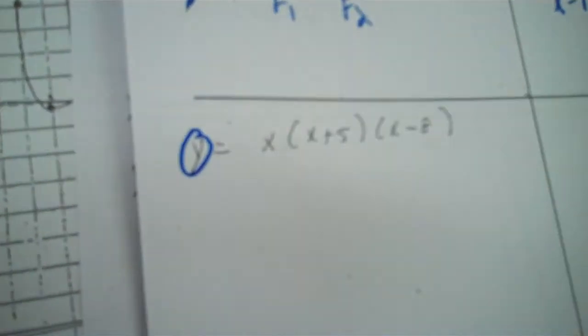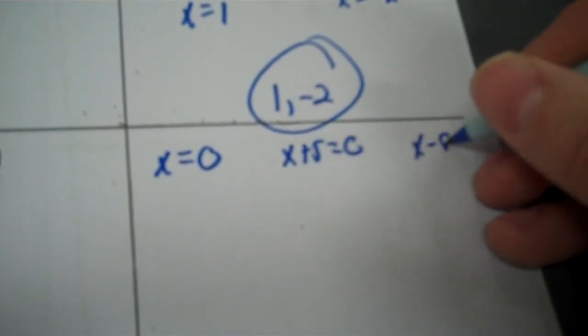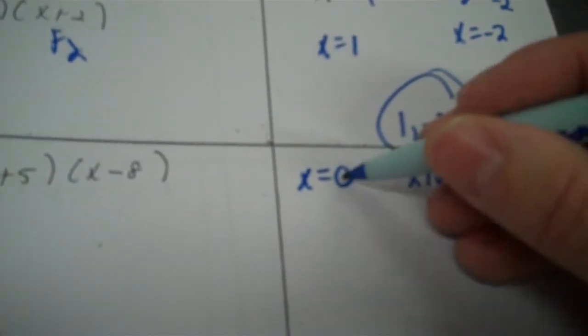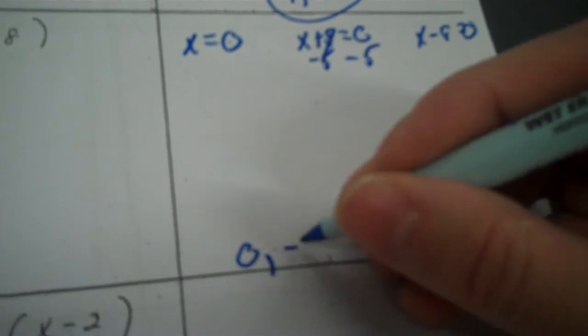Okay, now you have to set the outside x equal to 0, and then x plus 5 equals 0, and x minus 8 equals 0. So you're already at 0 right there. So you got 0, minus 5, you get negative 5, plus 8, you get 8.